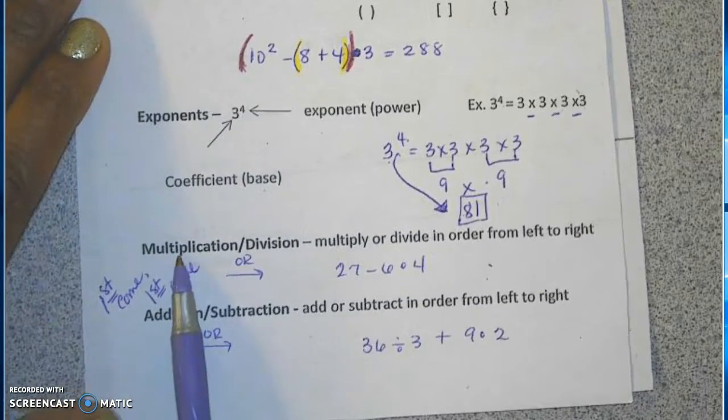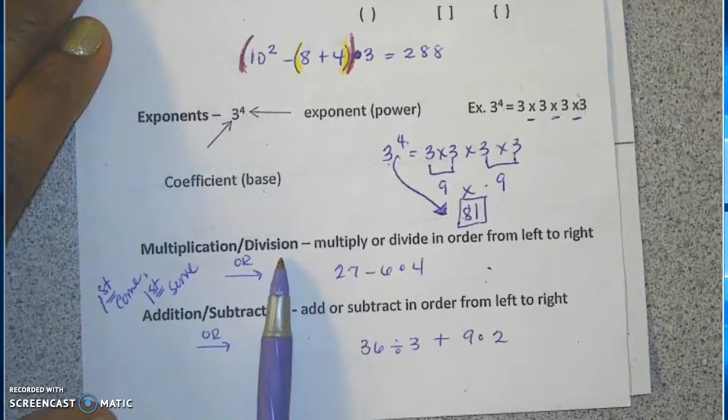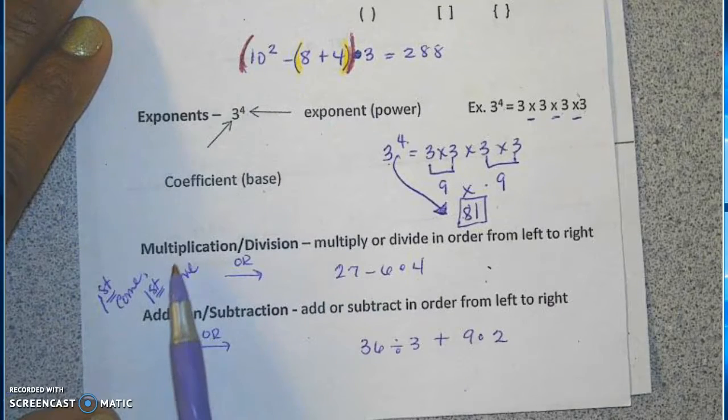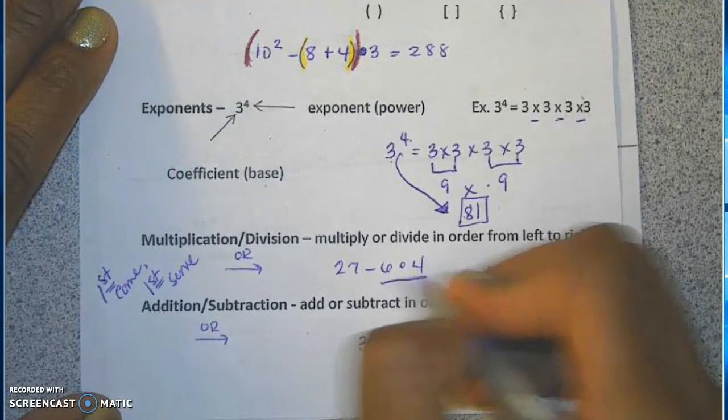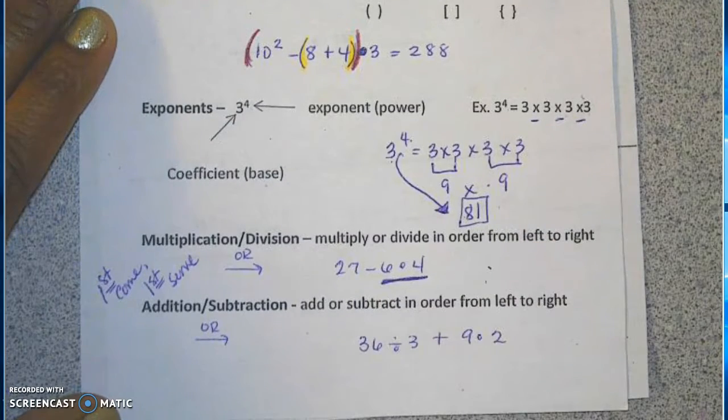So here, when I look at this problem, if I see multiplication or division, I'm going to do whichever one or either one I have first. So here, I would multiply 6 times 4 first. That would be the first thing I would do.